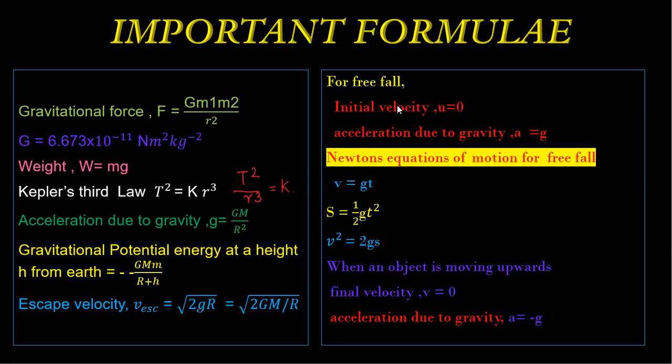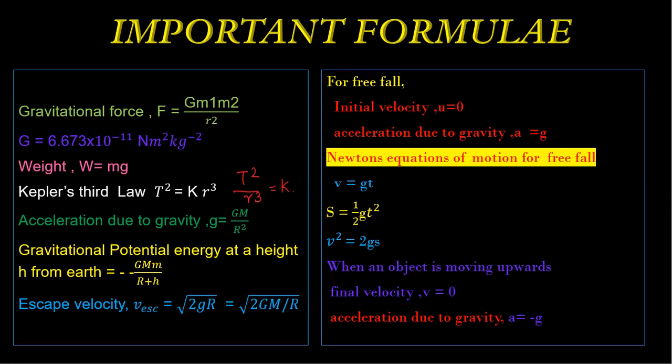Now next, when an object is moving upwards, final velocity will be equal to 0. Okay, keep this in mind. If the object is moving upwards, final velocity is 0. If the object is moving downwards, initial velocity is 0. Okay, now acceleration due to gravity, if the object is moving upwards, that means it is moving against gravity, so a will be equal to minus g. All these things you have to keep in mind. Okay, if you want, take a screenshot of the formulas.